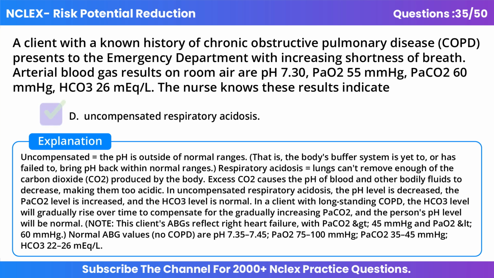In a client with long-standing COPD, the HCO3 level will gradually rise over time to compensate for the gradually increasing PaCO2, and the person's pH level will be normal. Note, this client's ABGs reflect right heart failure, with PaCO2 greater than 45 mm of mercury and PaO2 less than 60 mm of mercury. Normal ABG values, no COPD, are pH 7.35 to 7.45, PaO2 75 to 100 mm of mercury, PaCO2 35 to 45 mm of mercury, HCO3 22 to 26 mEq/L.